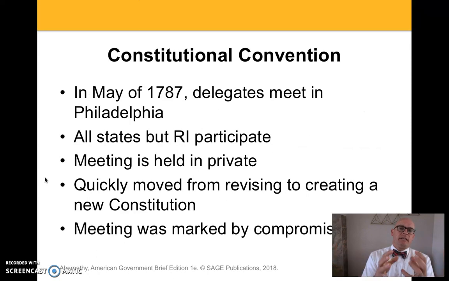So in 1787, they all get together in Philadelphia. Every state except Rhode Island participates. The meetings are held in private, and they started to figure out that they couldn't really revise the Articles of Confederation. They just had to rewrite it. There were so many things they had to figure out that they just couldn't rework it. They figured out that there were some things they were just going to have to work on. They had to compromise.